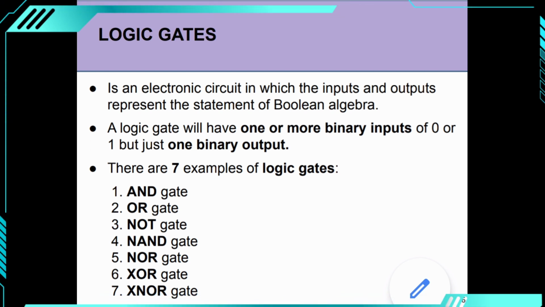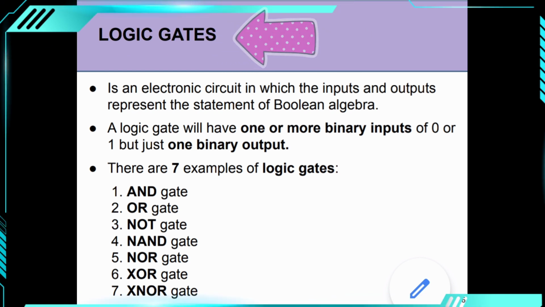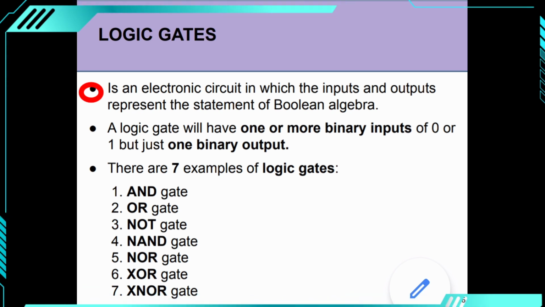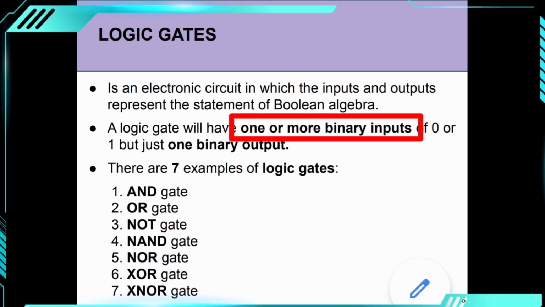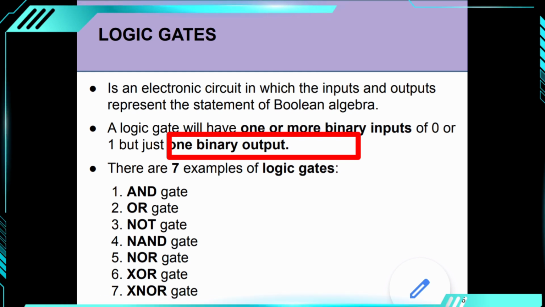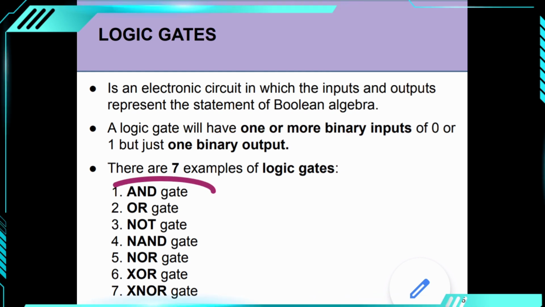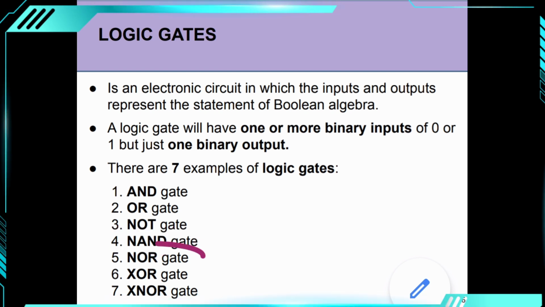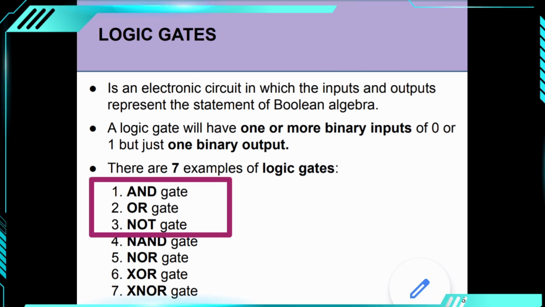Okay, we have finished discussing logical operators. Now we move to logic gates. A logic gate is an electronic circuit in which the inputs and outputs represent the statements of Boolean algebra. A logic gate will have one or more binary inputs of 0 or 1, but just one binary output. There are 7 examples of logic gates: AND gate, OR gate, NOT gate, NAND gate, NOR gate, XOR gate, and XNOR gate. In this video, we just discuss 3 types of logic gate: AND, OR, and NOT gate.